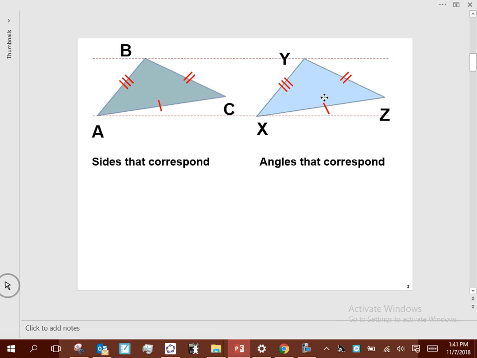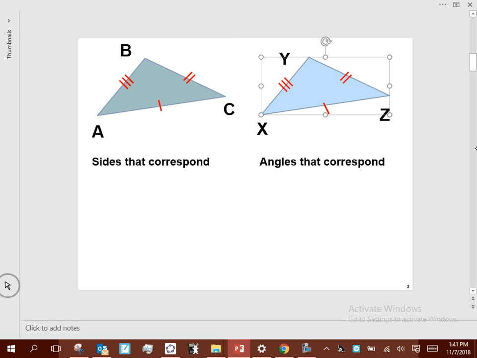Angle A, right? Okay? So I'm going to write that angle X corresponds to angle A. I just use a little arrow for where it corresponds. Now, what would Z correspond to? Z. And what would Y correspond to? Okay, that's pretty easy, right?